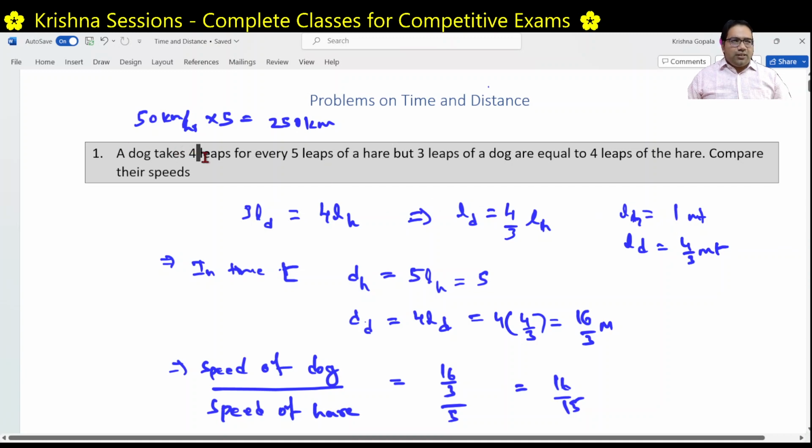In a given time T, a dog takes 4 leaps for every 5 leaps of a hare. So the dog will take 4 leaps while the hare will take 5 leaps. Now let's denote the leap of the hare as LH, with subscript H.